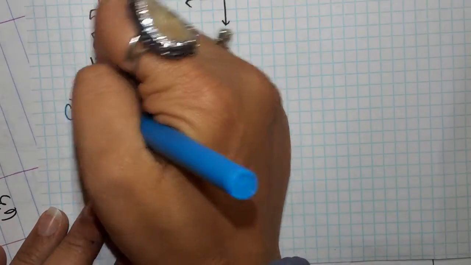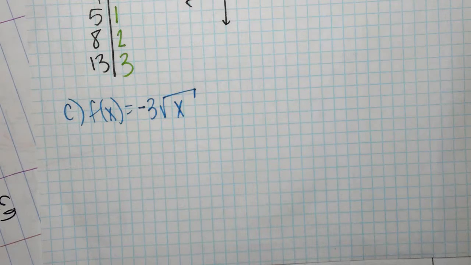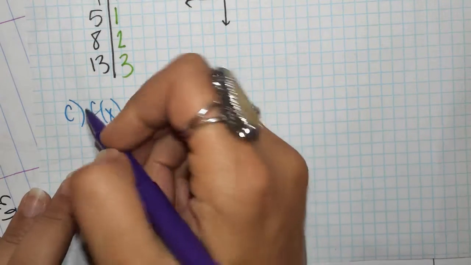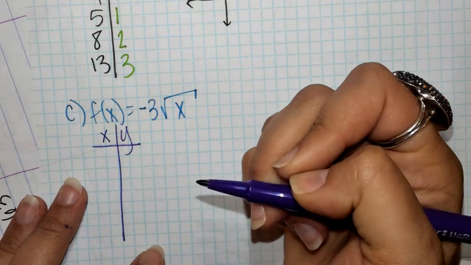Alright, so f of x equals, let's go crazy, negative 3 times the square root of x. And I want to do a table just for funsies. But can you also show us what the vertex is?